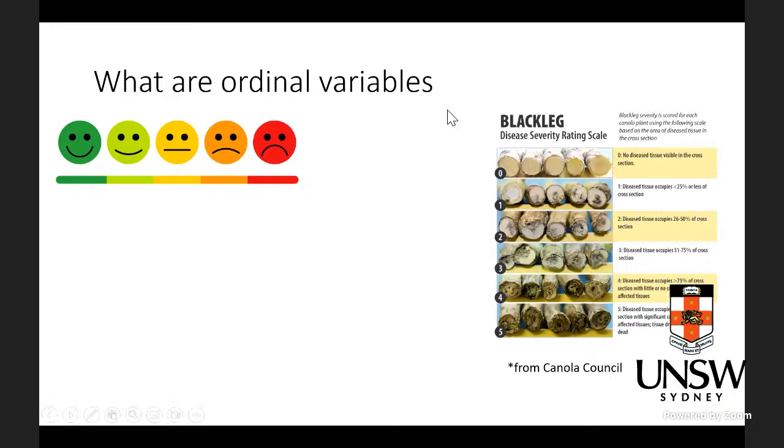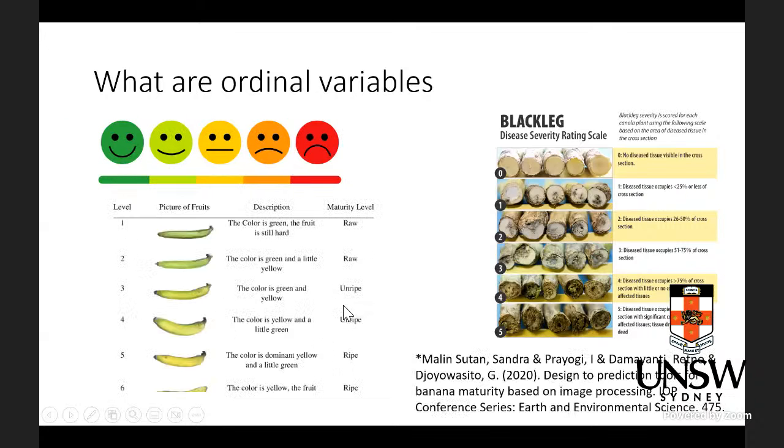So here's another example. This is the blackleg disease severity rating scale. This is a disease that affects canola. And you can see that they've come up with this rating from 0 to 5, and they've got this visual metric on how to rate it into one of these categories. And disease severity scales are a very common one.